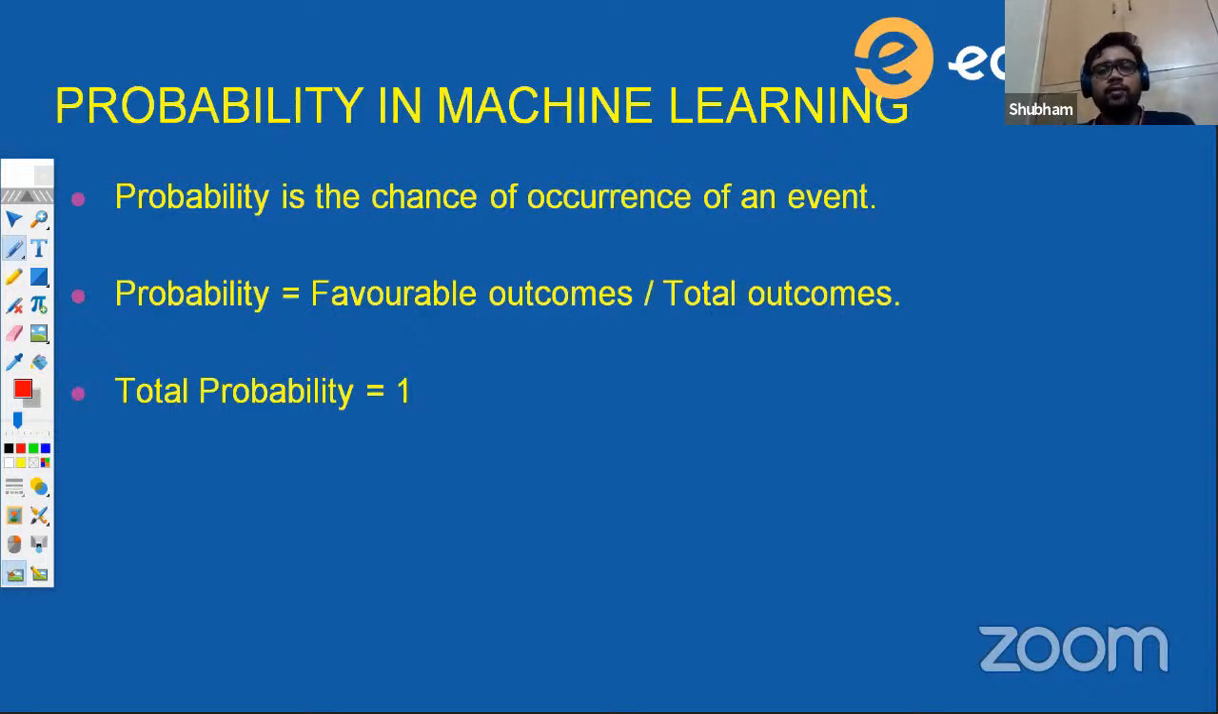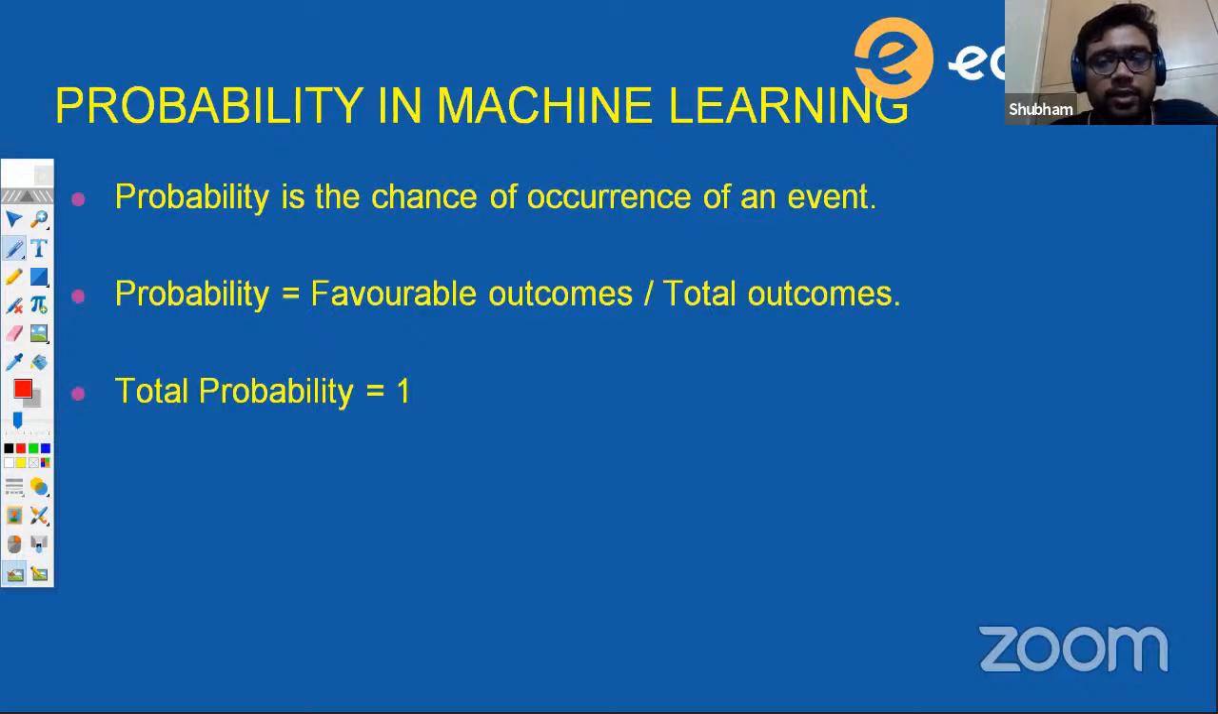See, probability from the face of it looks very easy. Just try and understand, I'll ask a very simple question. If I toss a coin, as you can see in the formula, probability is favorable outcomes upon total outcomes, and total probability is always one. If I toss a coin, what will happen? It will either be a head or a tail. The outcome will either be a head or a tail.